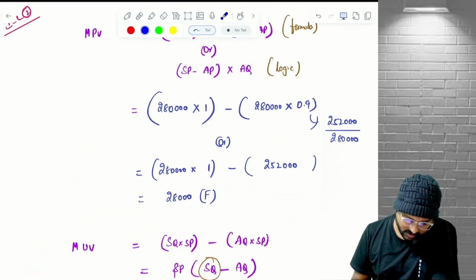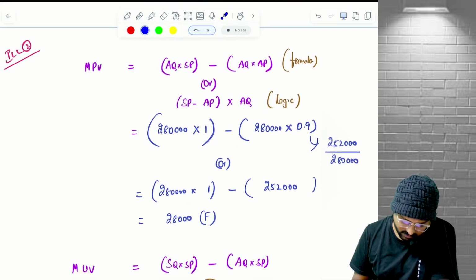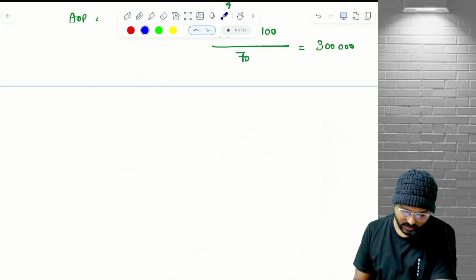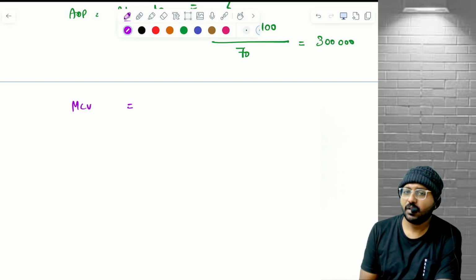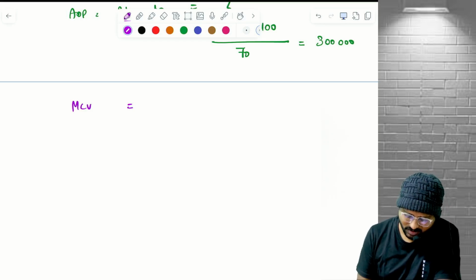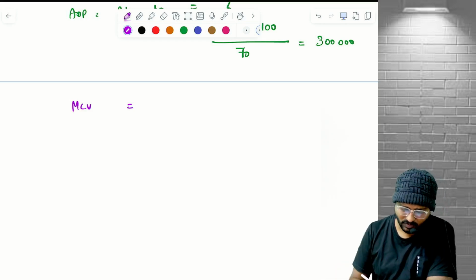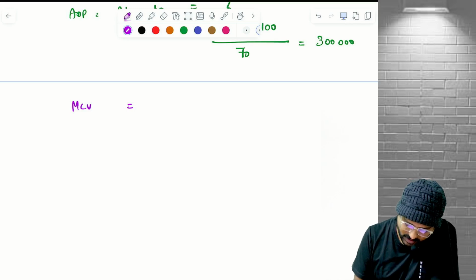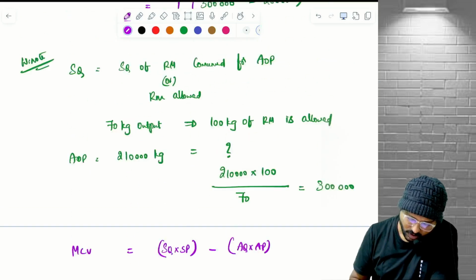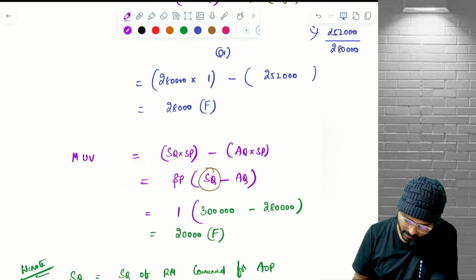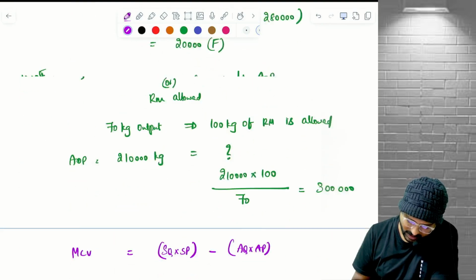Are we done with this? What else is left? Price variance is done. Usage variance is done. What is left over? Cost variance. Next. Material cost variance is equal to, what is the formula? 1 minus 2. You can also write price variance plus usage variance as well. Cost variance is 1 minus 2. What is 1? SQ into SP. What is 2? AQ into AP. That is equal to. Do I know SQ into SP already? Anyways, you people tell me.